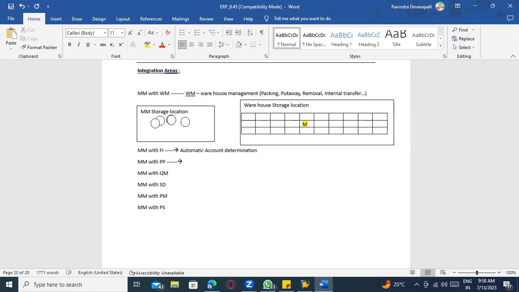Then MM with PP, production planning. Again, the production people communicate to MM people what components are required and when they are required. Once the production team manufactures the product, the FG product, they keep the stock in the MM store location. So there it is integrated. Clear? So it is the components and the final products. Any questions on MM and PP?